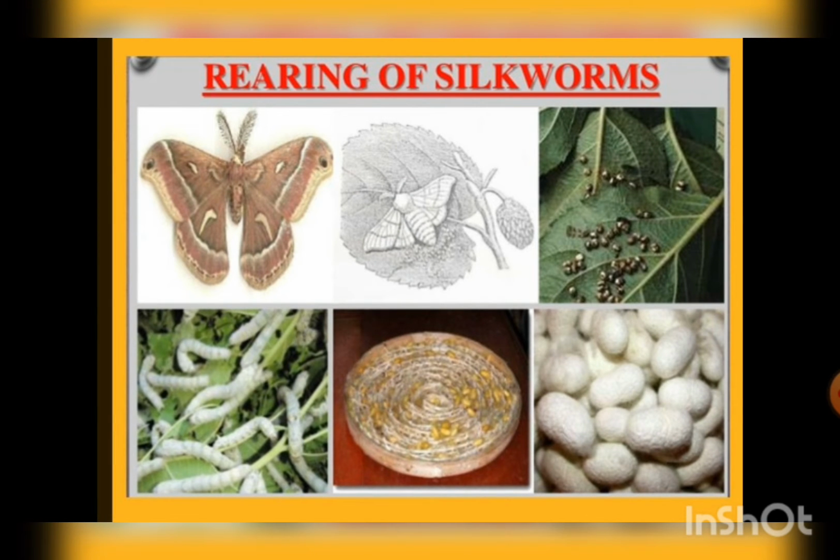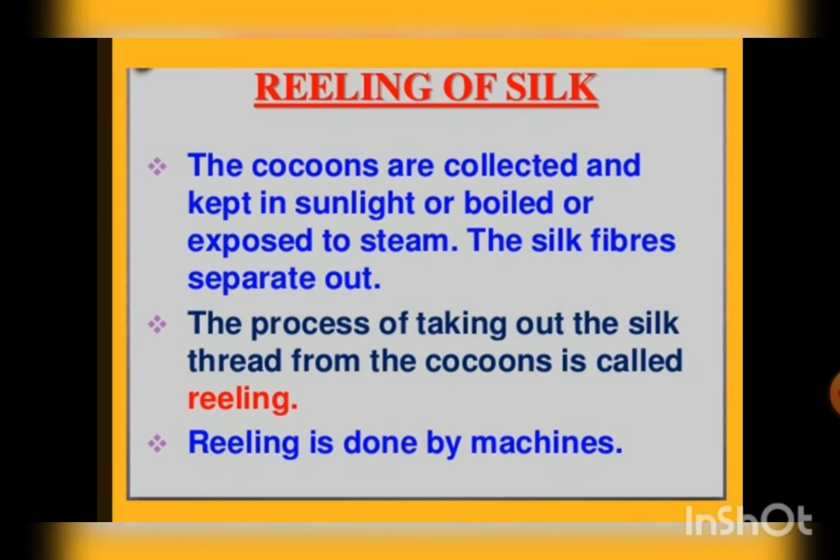Rearing of the silkworms. These are the steps. First they lay eggs. The eggs develop into larvae, and these are kept in a bamboo basket. And in the bamboo basket, they feed, and the cocoons are formed. This is called rearing of the silkworms.